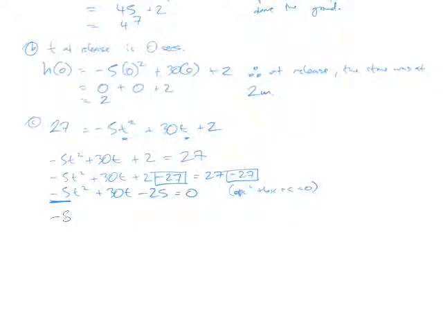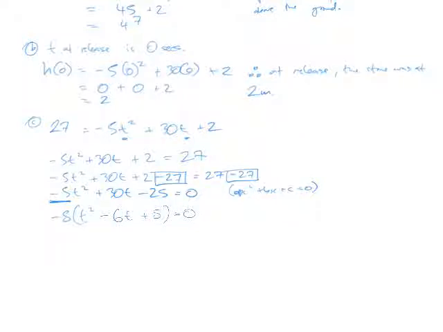If I remove negative 5 from all of the terms here, what did I times negative 5 by to get negative 5t squared? T squared. What would I times negative 5 by to get positive 30t? It would be negative 6t. Why? Because negative 6t times negative 5 is going to give you positive 30t. What did I times negative 5 by to get negative 25? 5 times 5 is 25. To make it negative, it'd have to be positive 5. So I've removed negative 5 from all of the terms.